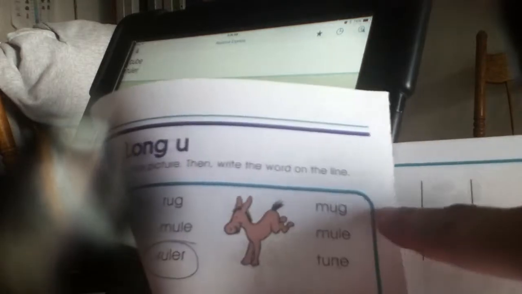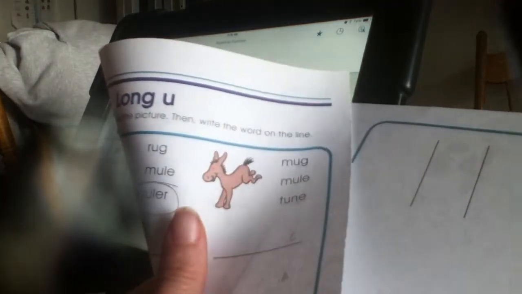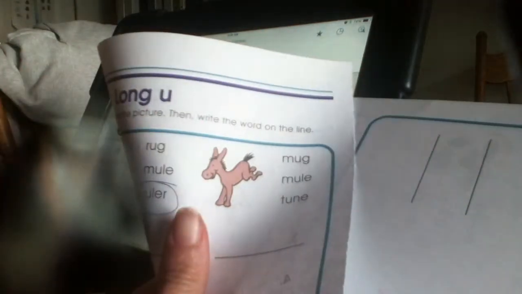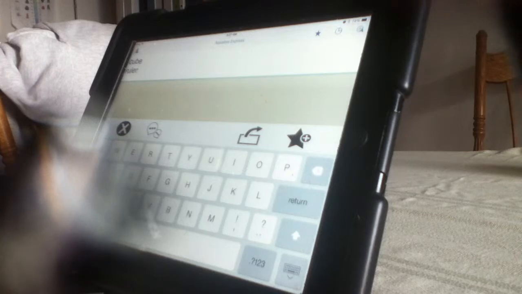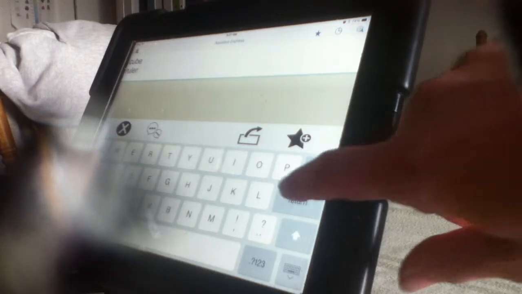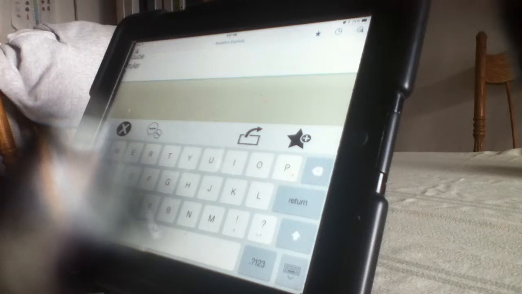What is this? A mug, a mule, or a tune? No, you're just saying the last thing. Look at the picture. Mark, what is this? It's not a tune. Are you looking at the picture? What is this? A tune, a mule, or a mug? Mark. No, look at the picture. What is that? Mule. Good job. We just have to learn how to do the sheet. Mule.